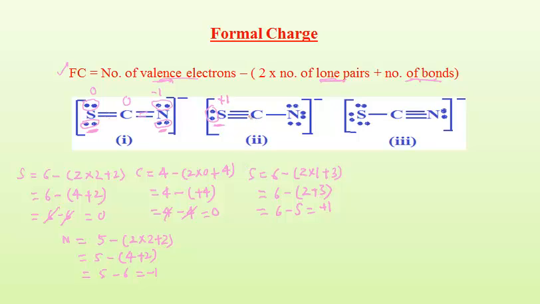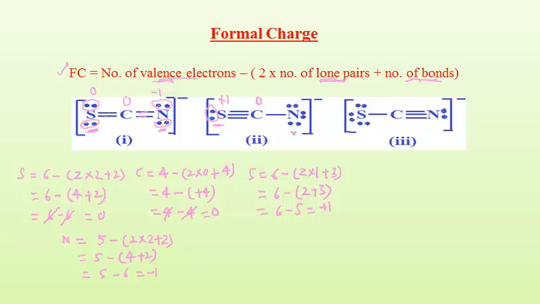Well, if you compare this carbon atom with this carbon atom, both carbon atoms are forming the same number of chemical bonds, and both don't have lone pairs. That's why both are sharing the same formal charge. We can assign 0 formal charge for this carbon atom as this carbon atom has.